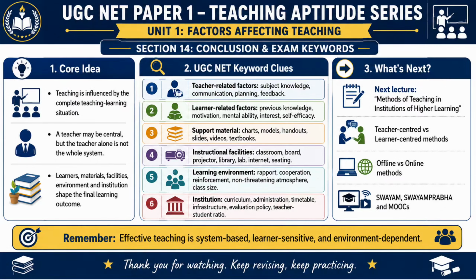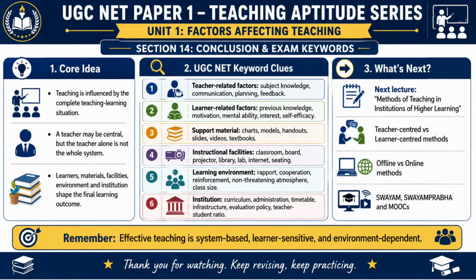For UGC NET Paper 1, focus on keywords. If the question mentions subject knowledge, communication, planning, or feedback, think of teacher-related factors. If it mentions previous knowledge, motivation, mental ability, interest, or self-efficacy, think of learner-related factors. If it mentions charts, models, handouts, slides, videos, or textbooks, think of support material.